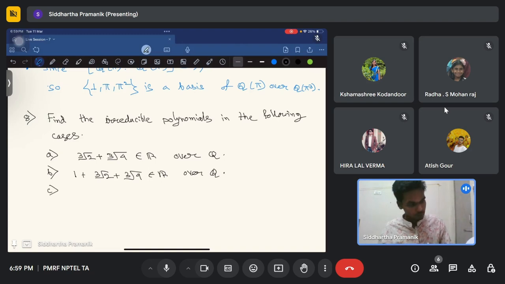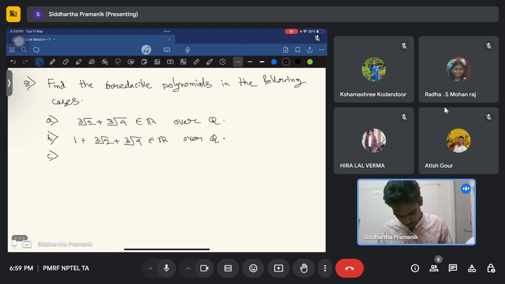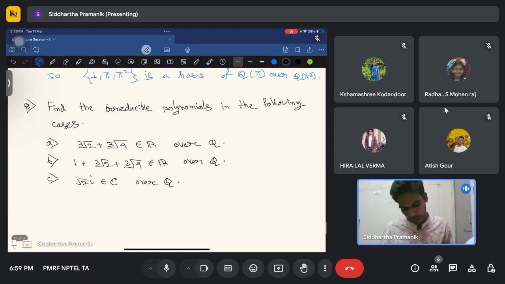And let's take one more. Let's take √2 times i. So this belongs to C. So find it over Q. So in the following three cases, we need to find the irreducible polynomials. So can you try for the first one? Just try it yourself.